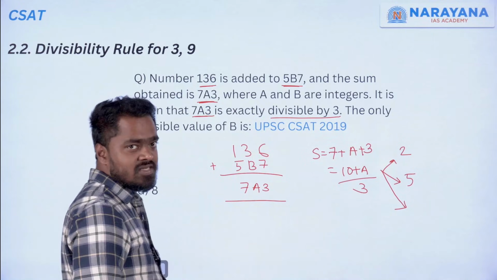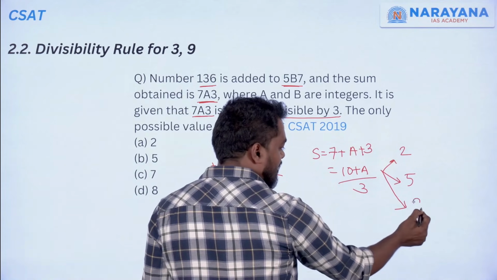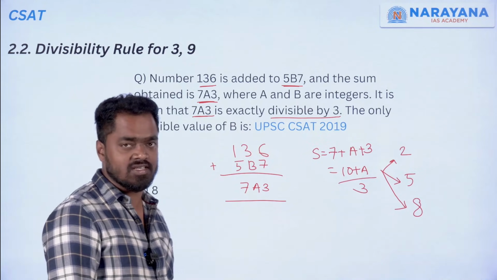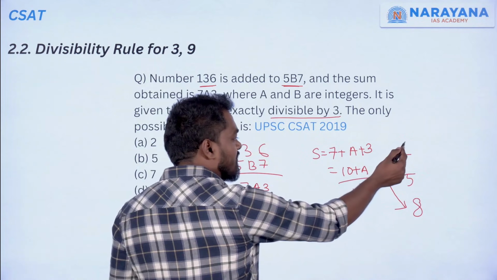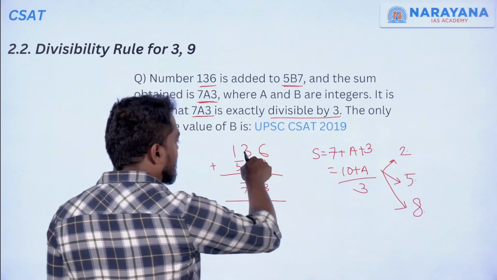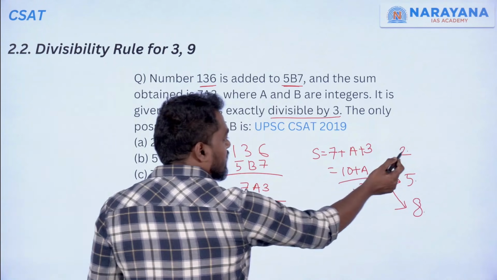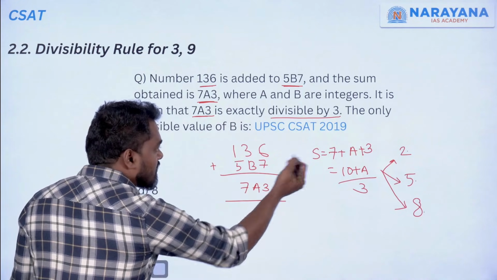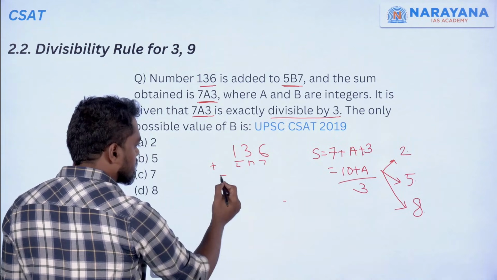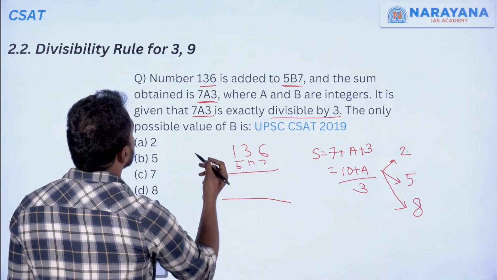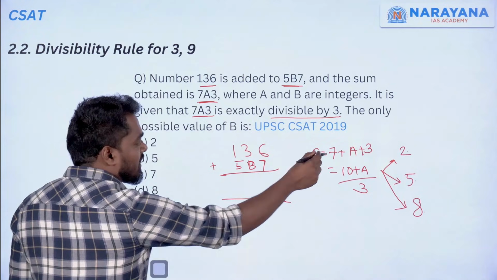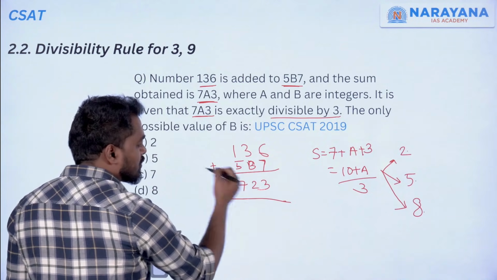If you put 6, 10 plus 6, 16, not possible. So again, if you put 8, 10 plus 8, 18, 18 is divisible by 3, 18, 3 sixes are 18. So what are all the possible values for a? That is 2, 5 and 8. Now try to bring those values here. If a is 2, for example 136, and 5b7. So I am taking 7a3, that means 7, 2, 3.